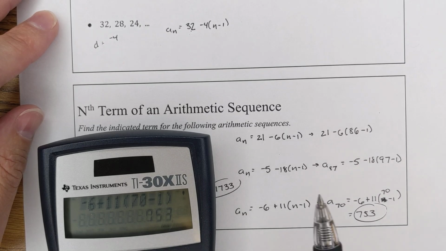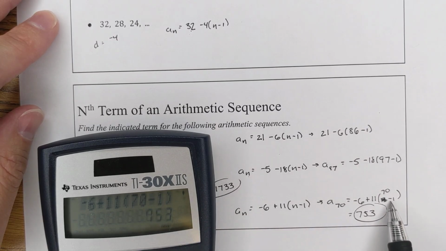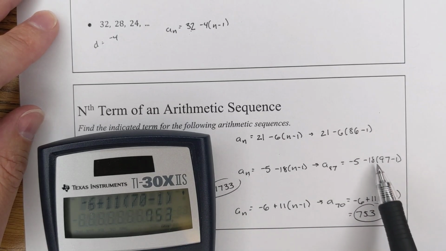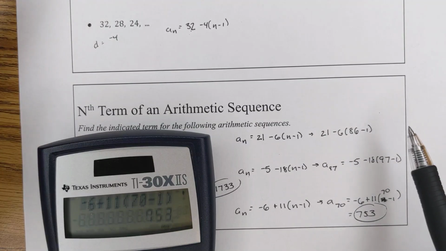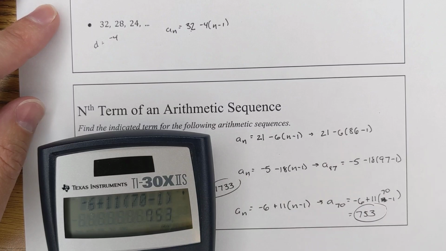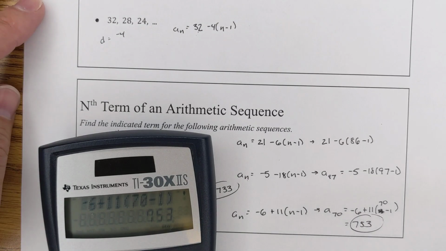Now, if you feel comfortable, you can do the stuff in the parentheses in your head. You could just make that 11 times 69, 18 times 96, 6 times 85. That's fine, but you can just type it all as is in your calculator. And that wraps up this section.